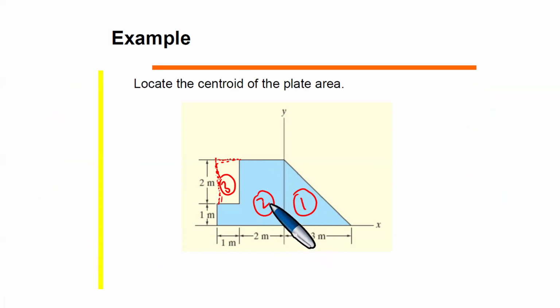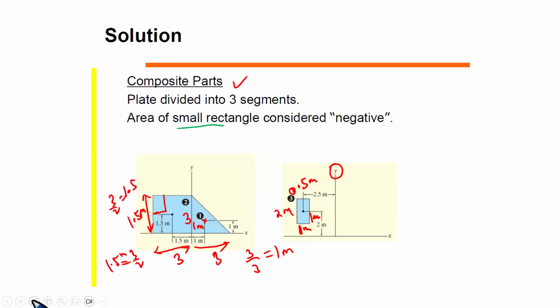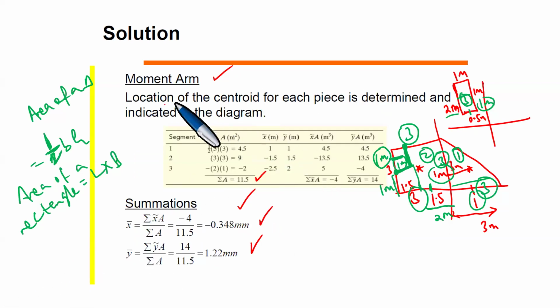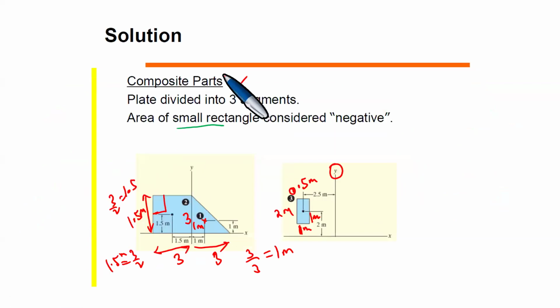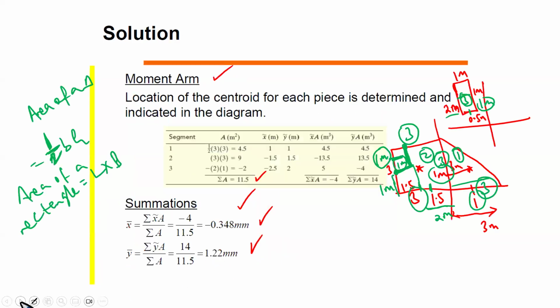We decided to split it into 3 segments, and then we were able to find the area of each segment and determine the moment arms. Once the moment arms have been determined, we are able to find the summations, meaning the x bar and y bar, which give us the actual coordinates of the centroid of the composite shape. Remember that we're dealing with composite parts: a triangle and a rectangle, and also a missing rectangle that was added here.